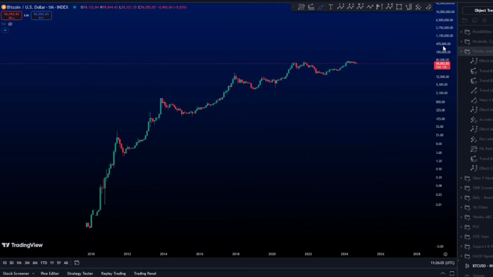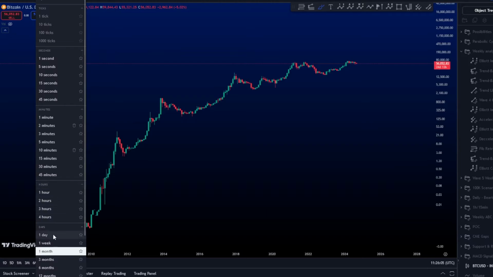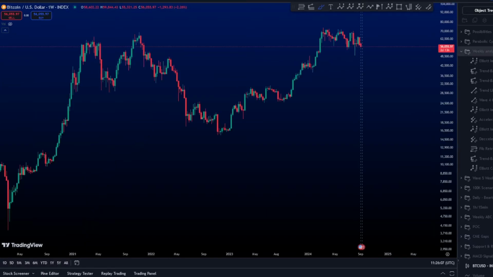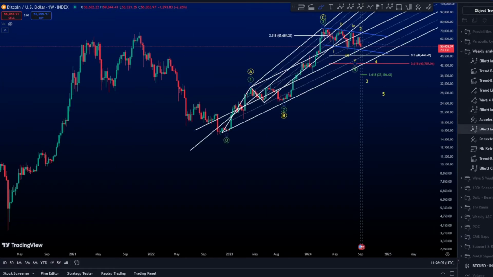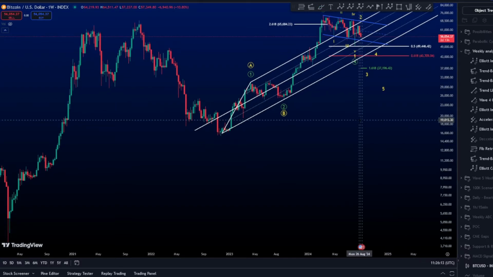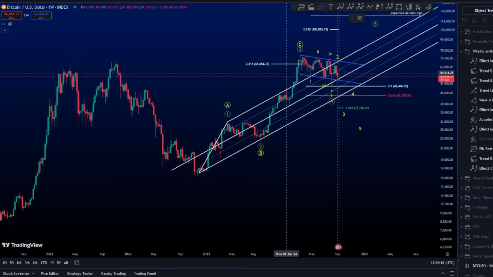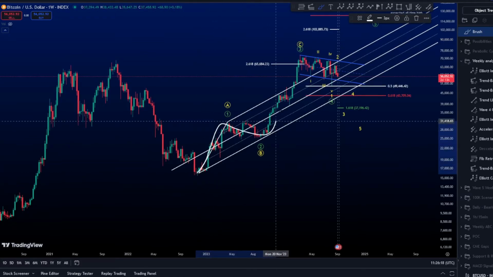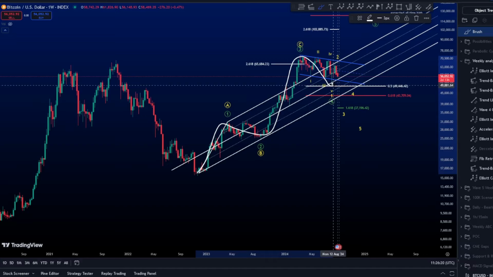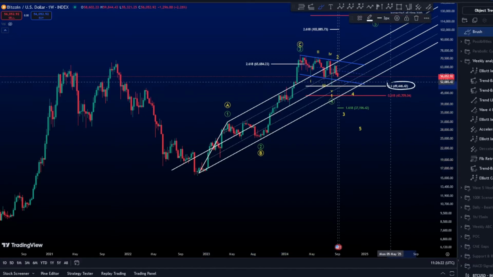Now on your weekly chart, you want to see something very interesting that we can exactly see here, that our impulse is still, of course, valid, and we are still in the wave 4, 1, 2, 3, 4, finishing this wave 4 at the 0.5 fib level.